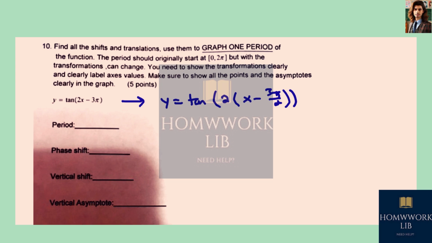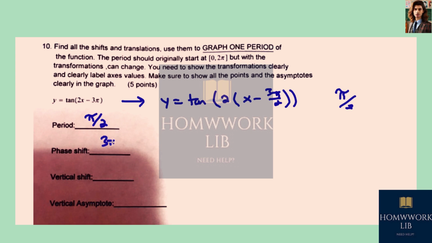That way, we can see that the period is going to be, normally it's pi for tangent, but we have the scalar of 2, so we have to divide. We can say that the period is pi over 2 instead of pi. Let's put it that way. The phase shift is 3 pi over 2. It's going to the right, 3 pi over 2. The vertical shift is 0. It doesn't have one.